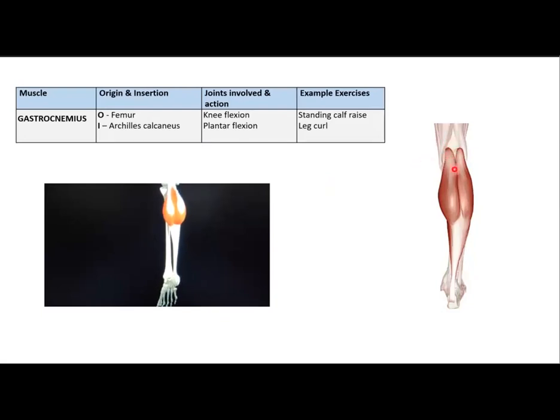Your knee joint is here, and the gastrocnemius goes a little bit higher here. Its origin is on your femur. That's why when you do a hamstring curl, you feel it also in your gastrocnemius, right? So it does knee flexion and also plantar flexion, but its main thing is plantar flexion, okay?